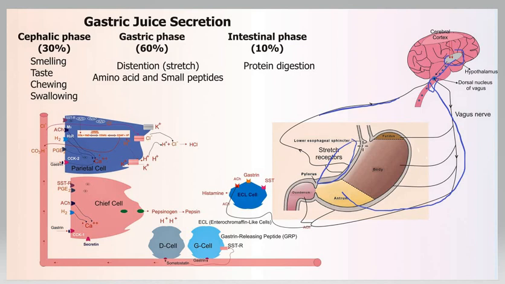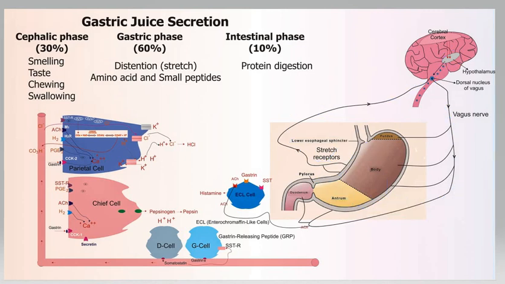There are a number of stretch receptors present on the outer side of the stomach, and they take this information to the dorsal nucleus of the vagus. From there, the vagus nerve carries this information back to the stomach and stimulates the secretion of gastric juice. In the gastric phase, about 60% of gastric juice is secreted.